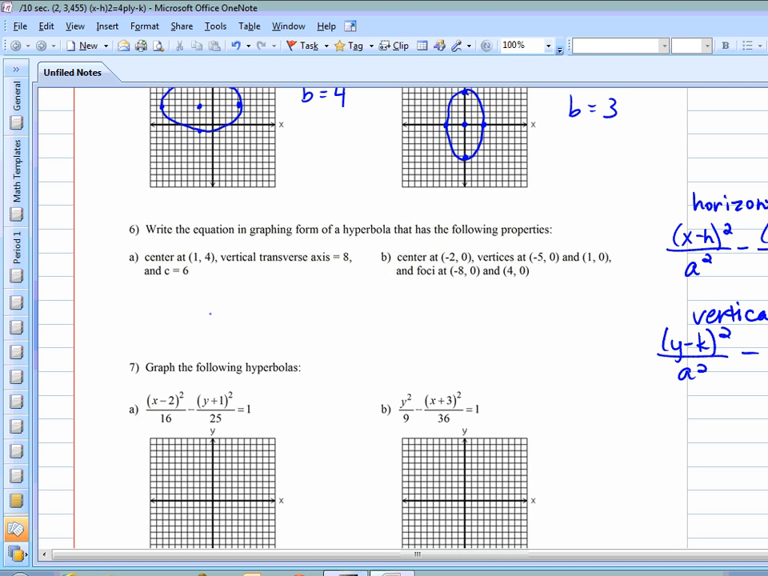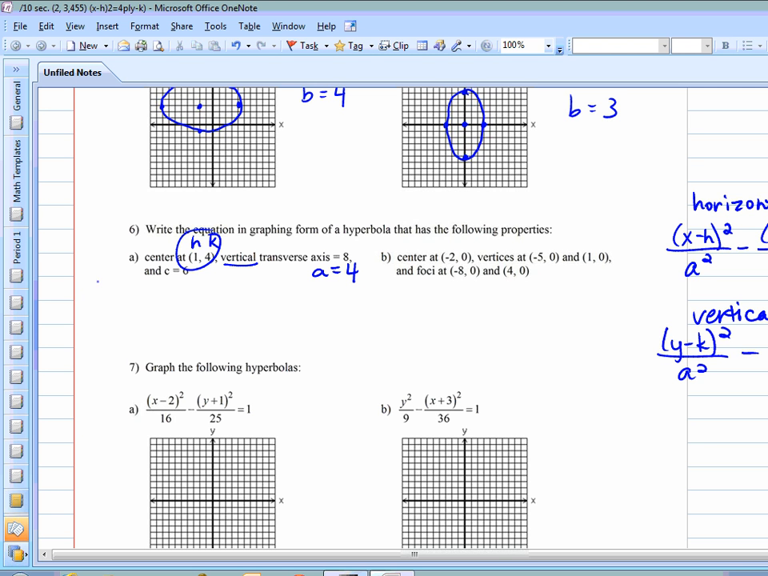The 6a, we have the center given at 1, 4, it's a vertical transverse axis, which is 8. So I know it's vertical. I know my center, which is HK, and I'll need that for my answer. The vertical transverse axis, that's the total, so that means that A would be half of that, which is 4, and they tell us C.